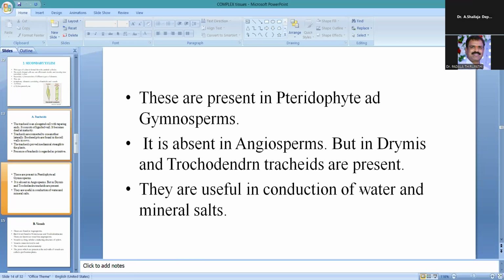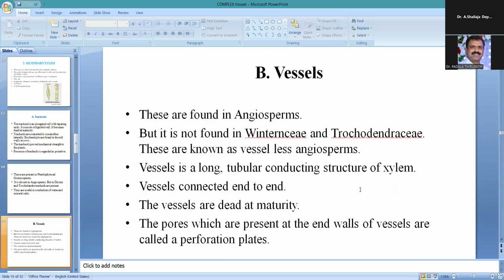Okay. So these are present in pteridophytes and gymnosperms, but absent in angiosperms except two, that is Drimys and Trochodendron. This is very important. Note down this point. Coming to the next, vessels.